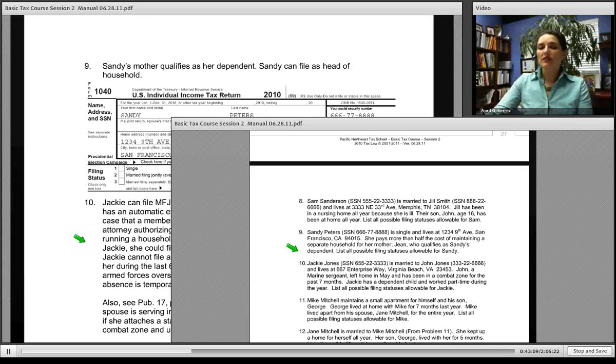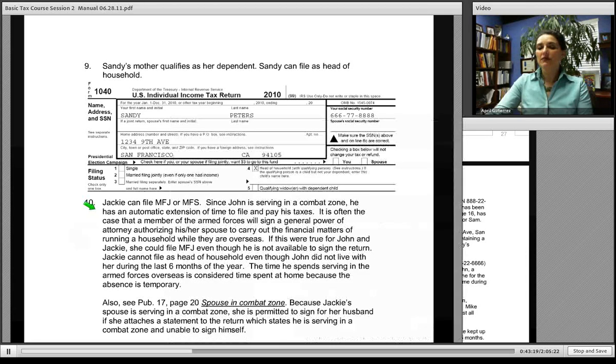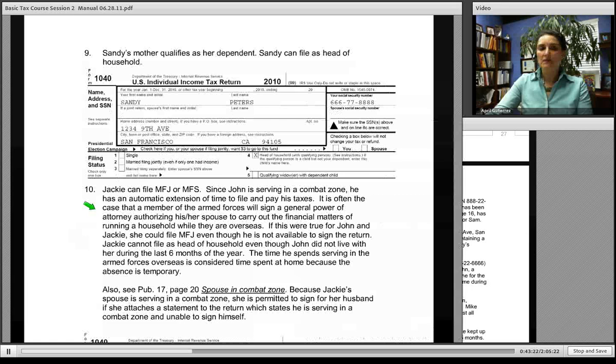John is a Marine sergeant who left home in May and has been in a combat zone for the past 7 months. Jackie has a dependent child and worked part-time during the year. List all possible filing statuses allowable for Jackie. Well, what we've already said is that when you've got a spouse who's temporarily away from home, that temporary time away from home is considered to be time spent at home. That leaves Jackie with not being able to claim the head of household filing status.